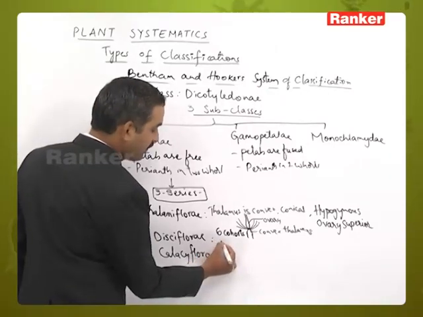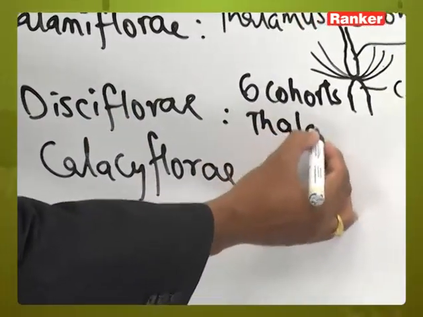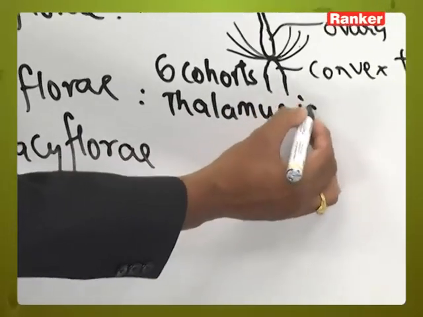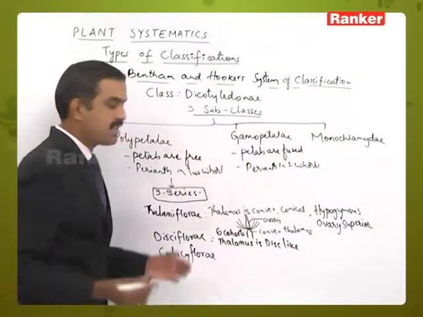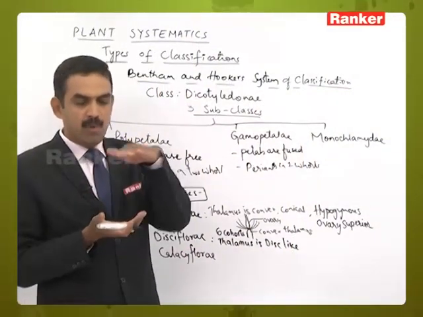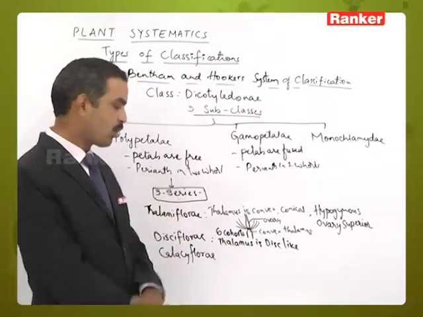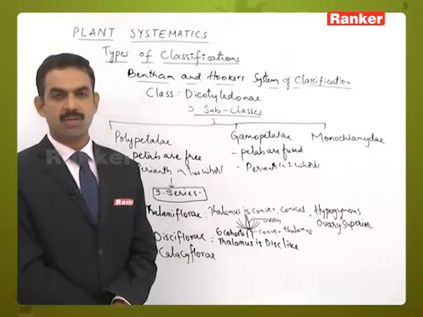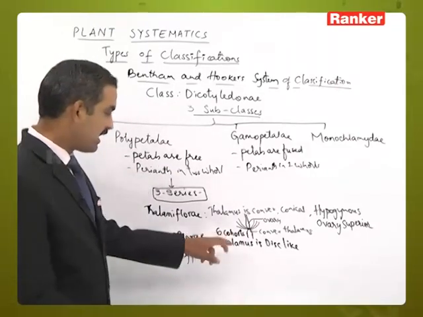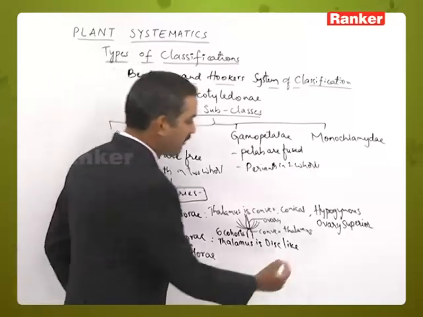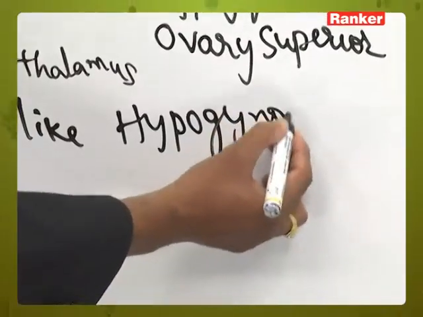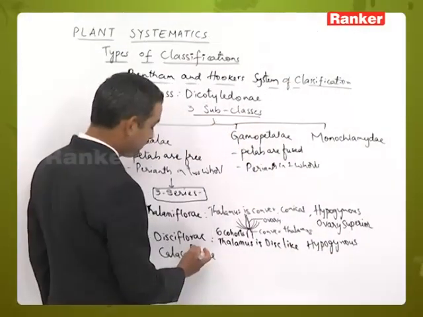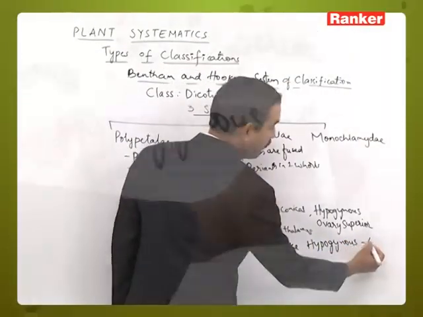Then Disciflorae. So in Disciflorae, the thalamus is disc shaped or disc like, and remaining floral parts. So at the tip of the disc like structure, the ovary will be growing, and remaining floral parts appear to be coming from the base. So here the condition of the flower may be hypogynous, and sometimes it may be perigynous also. And under Disciflorae there are 4 cohorts.